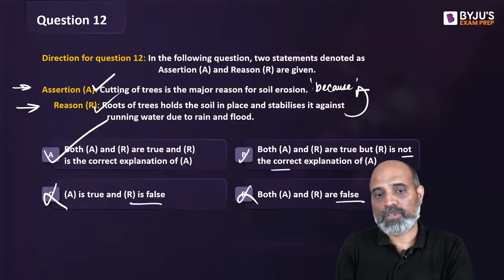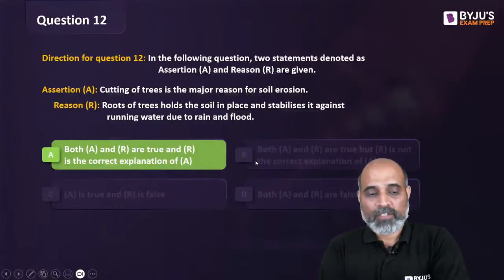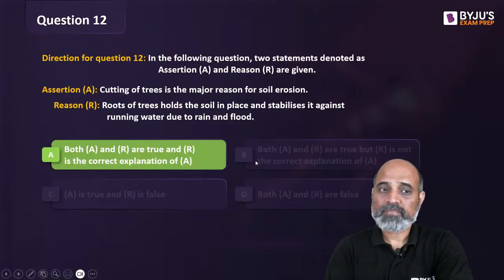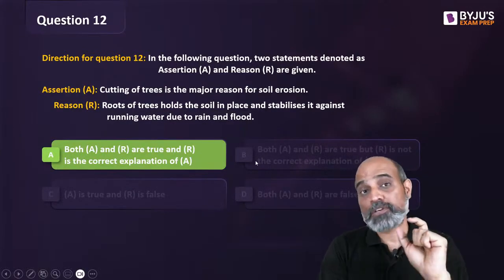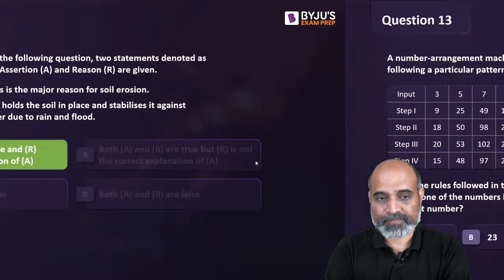not the correct one, it is the correct explanation, right? So I believe all of you must have answered A. Good, very good. Okay, this is how you deal with questions based on assertion and reasoning. Because you put them in the middle.